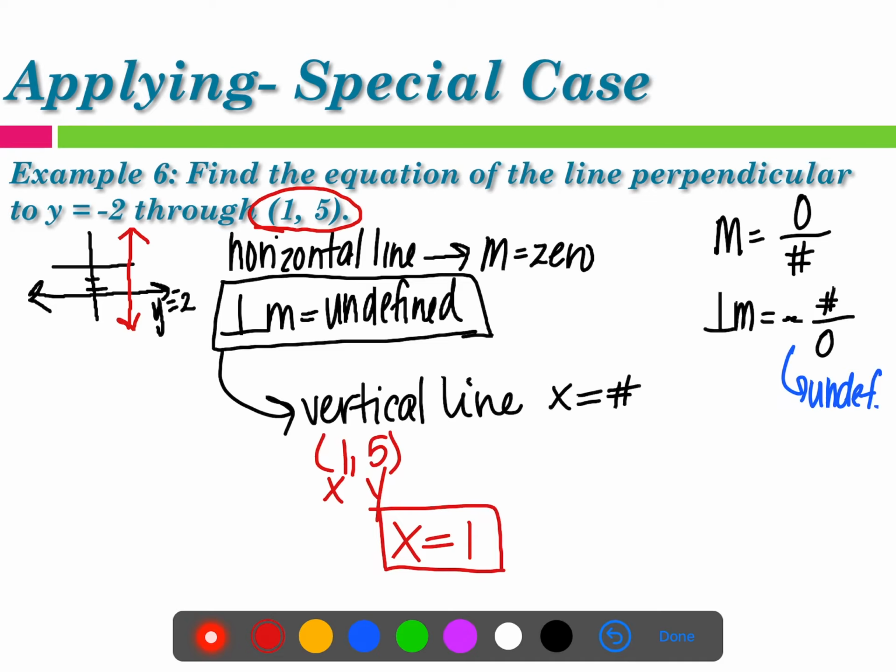Please make sure that after you find the parallel or the perpendicular slope that you are crossing out the original equation that you are given so that you make sure to solve for a new b value. So make sure that all of your notes are complete.